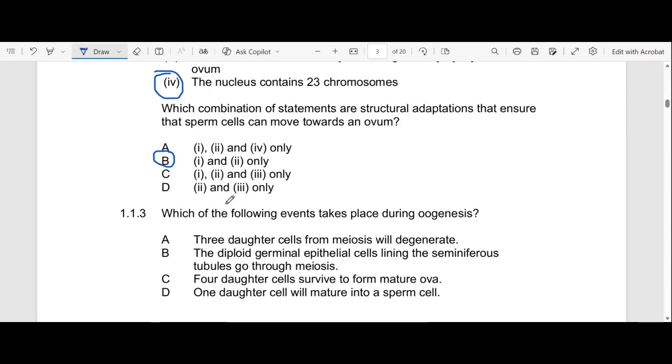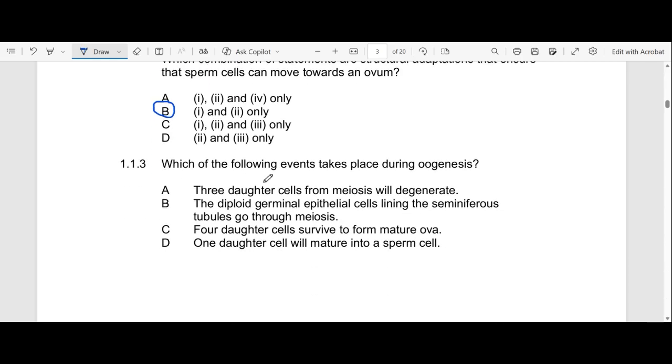Okay. Now let's go to 1.1.3. Which of the following events takes place during oogenesis? Oogenesis, remember, is gametogenesis taking place in females, right? I hope that makes a lot of sense. Now let's go to the options here.